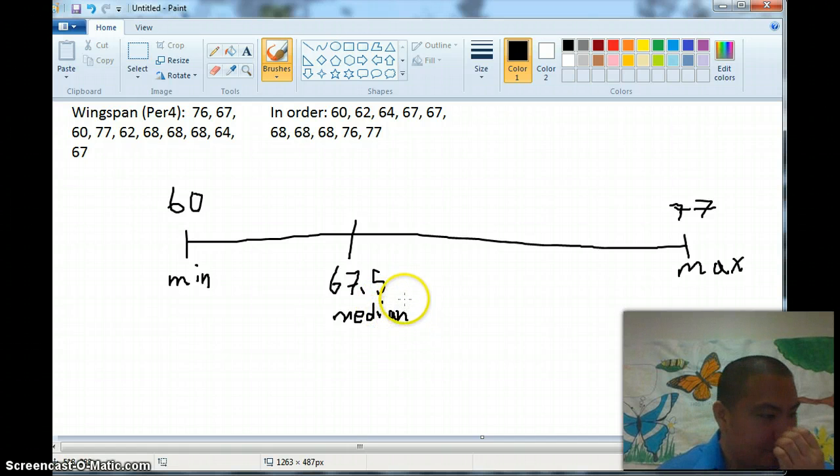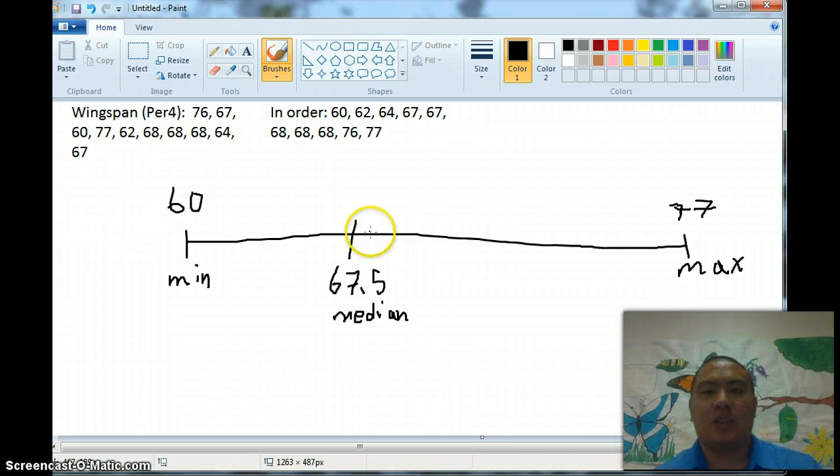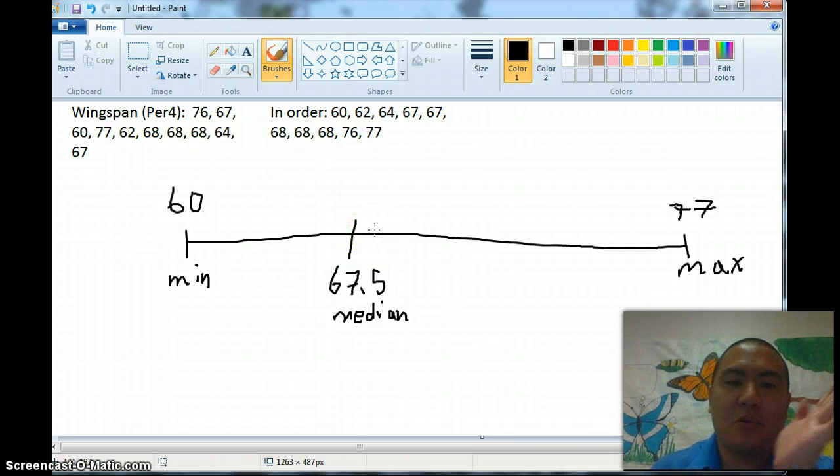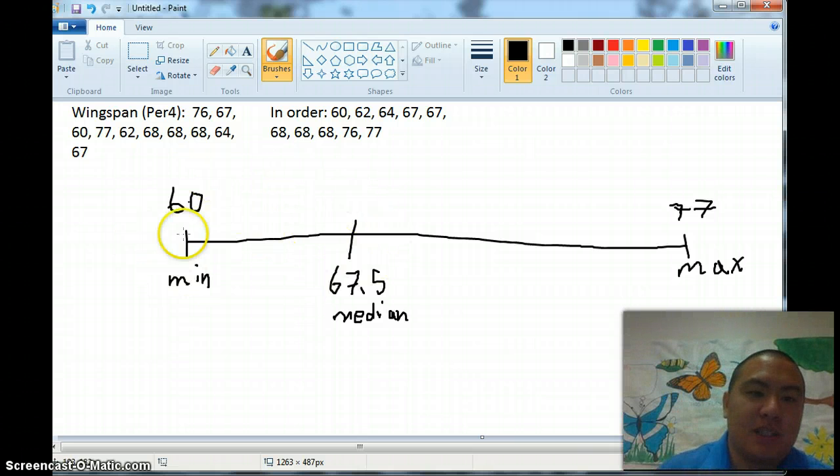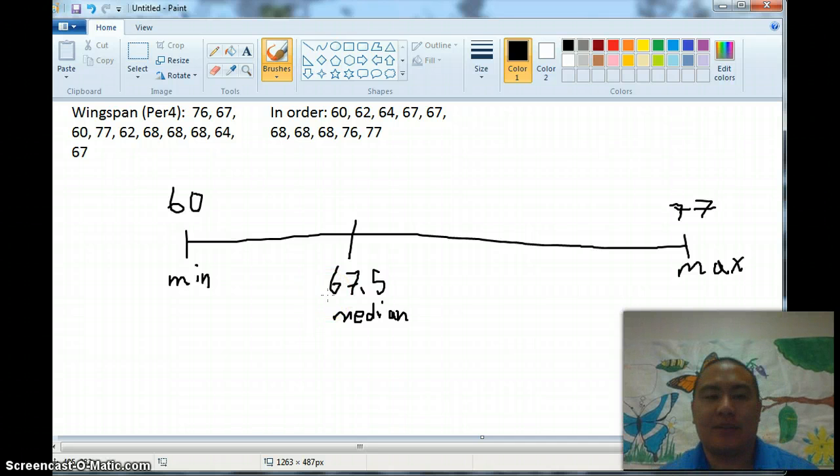Okay. So from here, you're going to have quartiles, and what we've done is we've split this entire line into two parts, right? 50% of people have a shorter arm span than 67.5, and 50% of them have more than 67.5. So half of the people have bigger than 67.5 wingspan, and half the people have less than 67.5. So this median is called quartile 2.